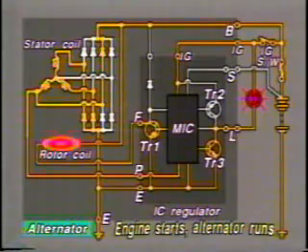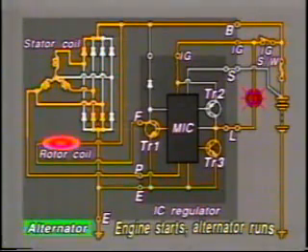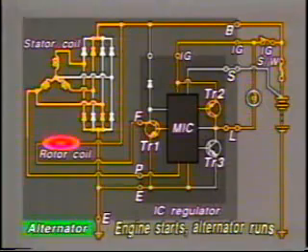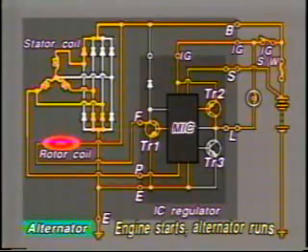On the other hand, when the voltage at terminal P rises, the MIC turns transistor TR3 off and transistor TR2 on. As a result, there is no potential difference between the ends of the charge warning light, so the light goes off. When transistor TR1 is on and the voltage at terminal S reaches a standard value, the MIC turns transistor TR1 off.